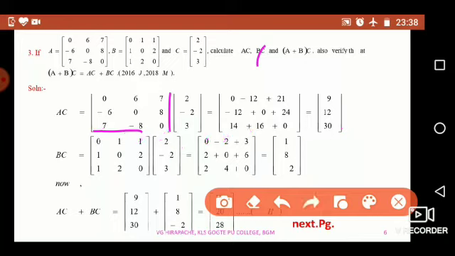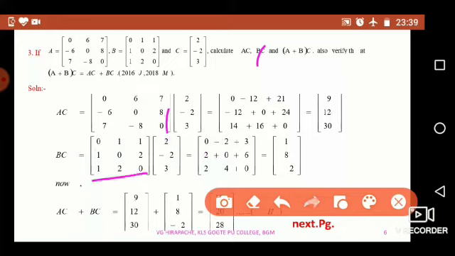Likewise we multiply the second row with the same column. Second row with the same column, 1 2s are 2, 0 minus 2s are 0, 2 3s are 6. Therefore we have the resultant element 2 plus 0 plus 6 is equal to 8. Finally we multiply the third row with the same column.